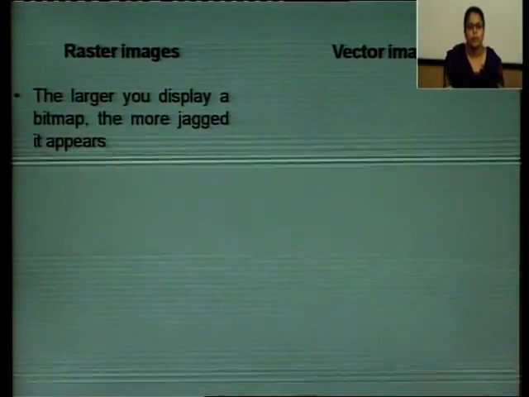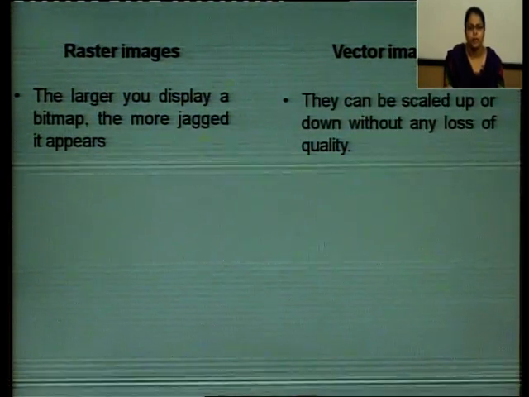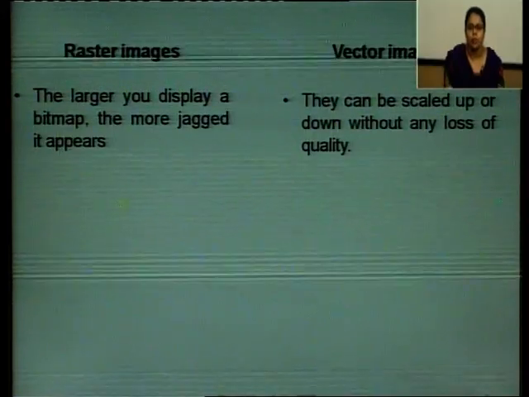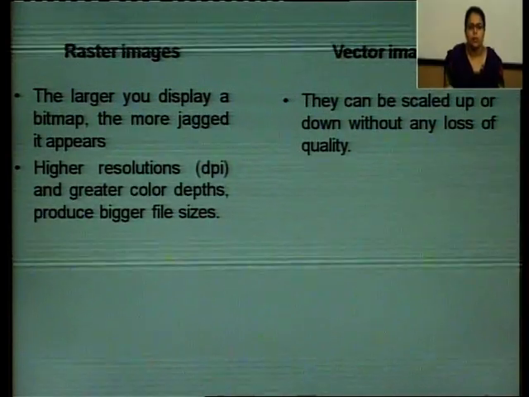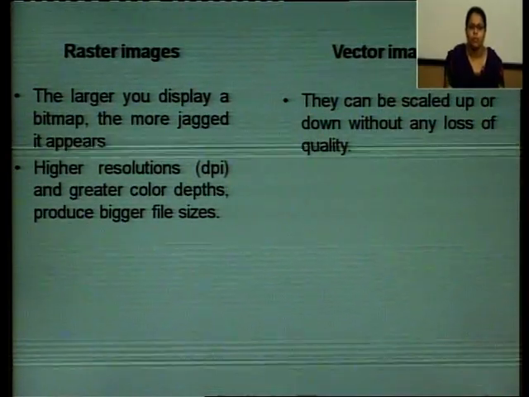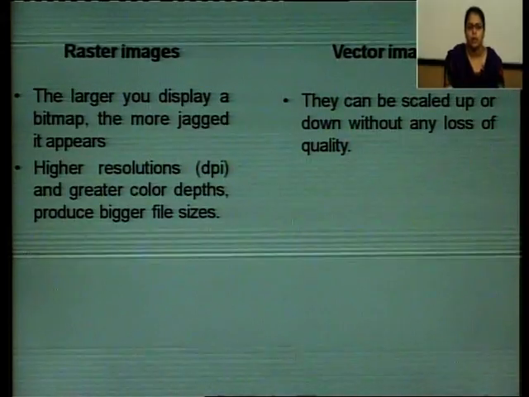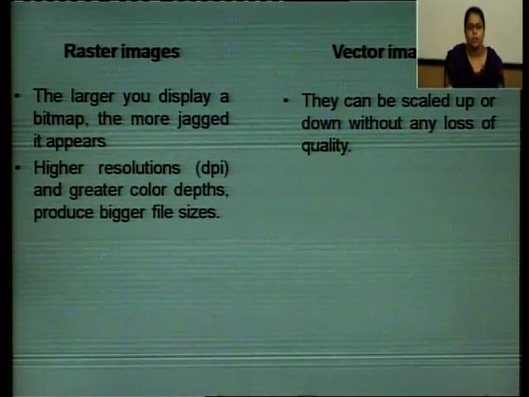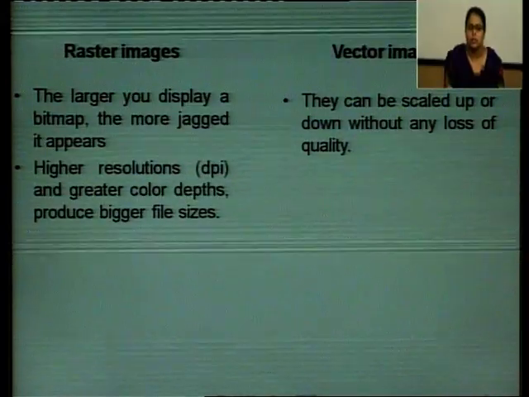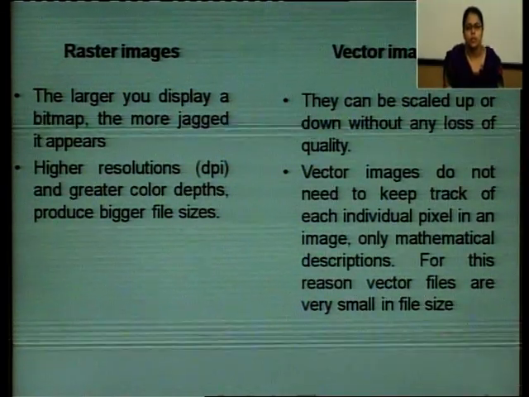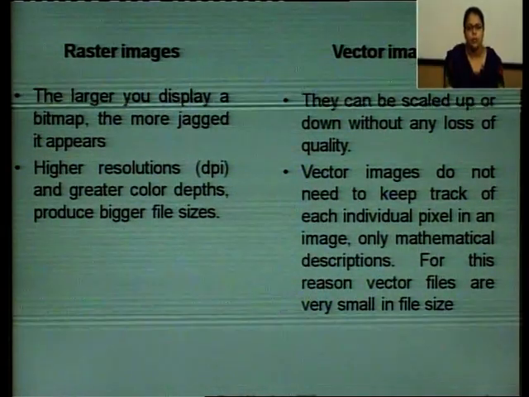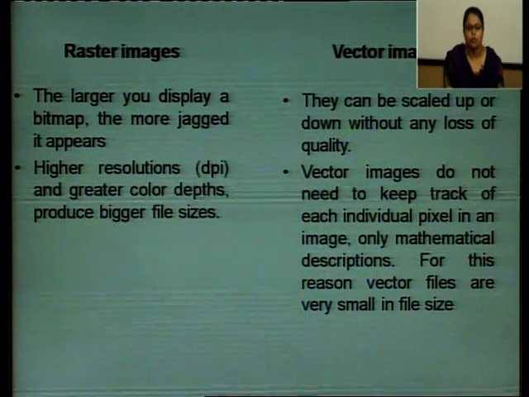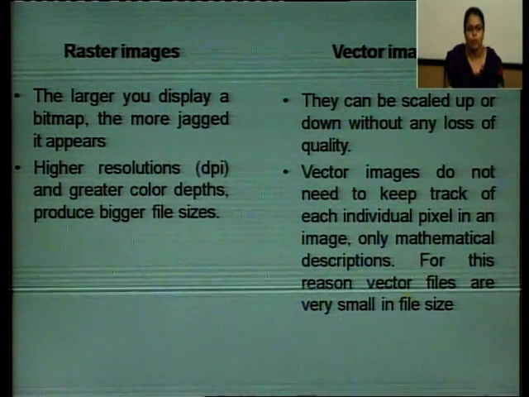The larger you display a bitmap image, the more jagged it appears. On the other hand, vector images can be scaled up or down without any loss of quality. High resolutions and greater color depths produce bigger file sizes in case of raster images. That means due to the high resolutions and greater color depths, the size of the raster image files increases a lot. But vector images do not need to keep track of each individual pixel in an image, so only mathematical descriptions are there. For this reason, vector files are very small in size.